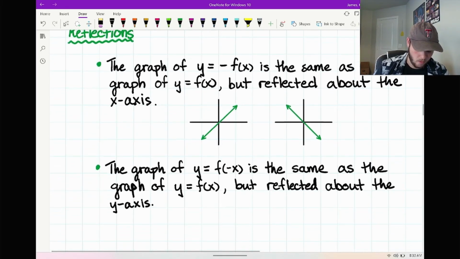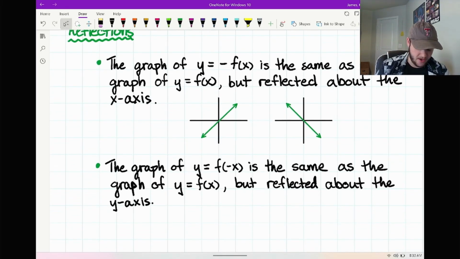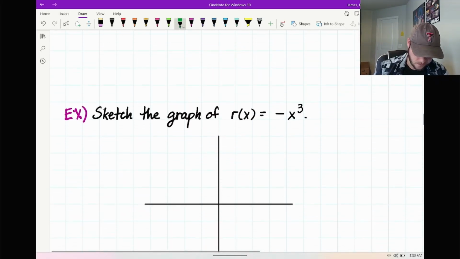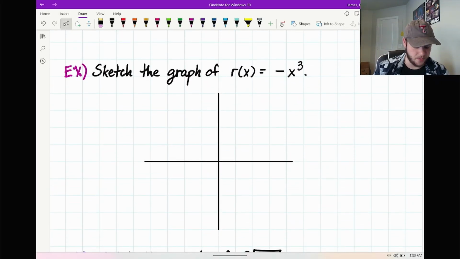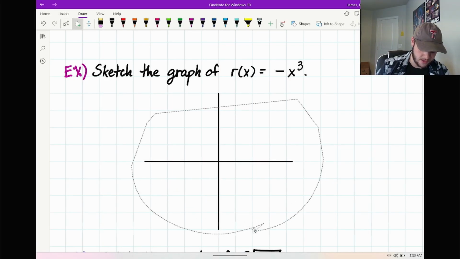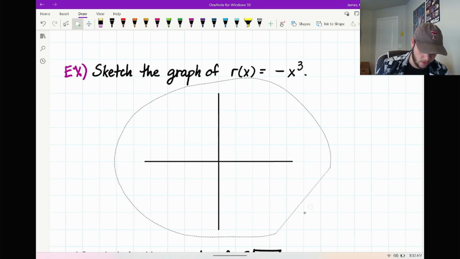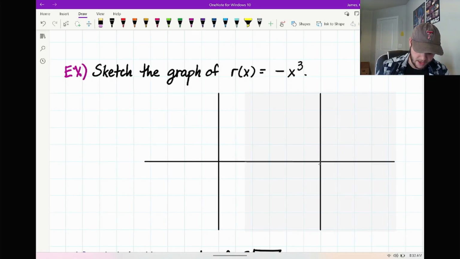Similarly, when I have y equals f of negative x, that means my input has the minus sign on it. That looks the same just around the y-axis. But that one's a little bit trickier. Let's take a look at a few examples to help us straighten it out. Let's start simple and sketch the graph of r of x equals negative x cubed. And again, I need to give myself a little bit more room off to the side here.